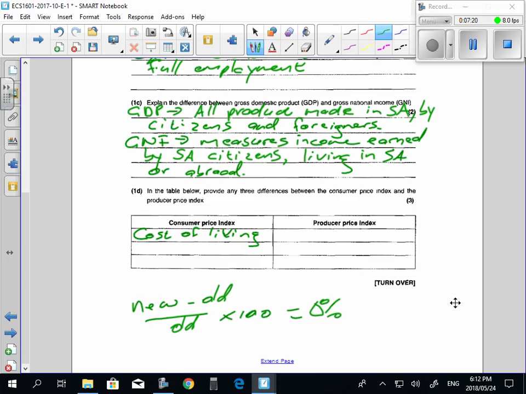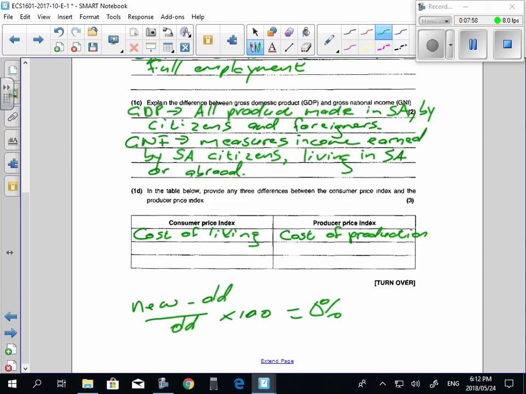The CPI indicates the cost of living for individuals. Okay. Consumption. Consumers purchase the goods for end use. All right. Producer price index, on the other hand, shows the cost of production. So the producer price index and the inflation rate calculated using the PPI measures the change in the cost of production.